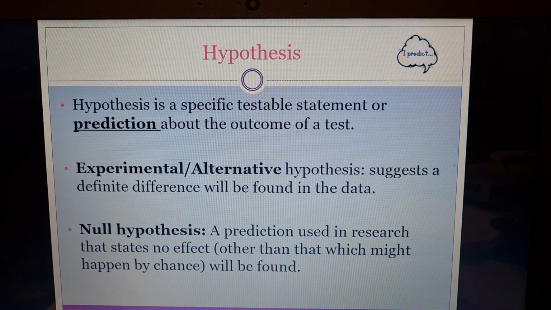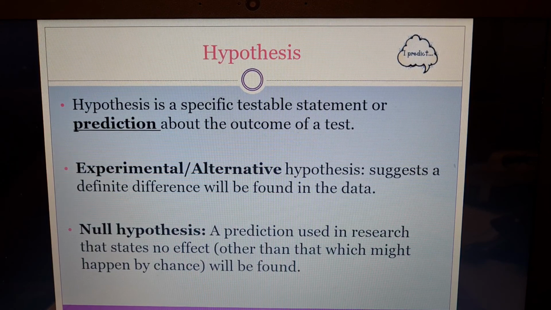Okay, I'm going to start off with hypotheses. So a hypothesis is a prediction. It's a specific testable statement about the outcome of a test. Okay, so when you are planning an experiment, you will create a hypothesis to start with, which is your prediction about what is going to happen in the experiment.